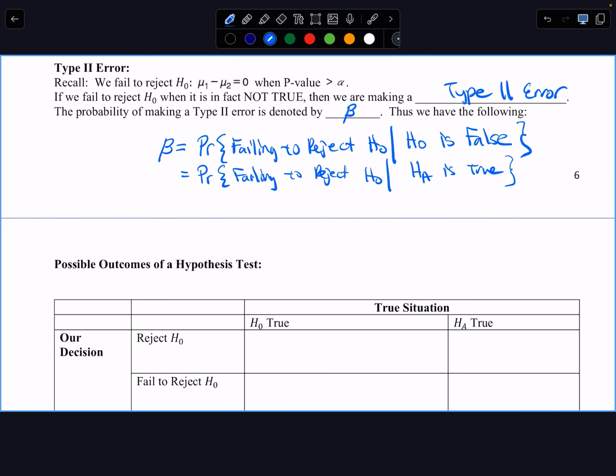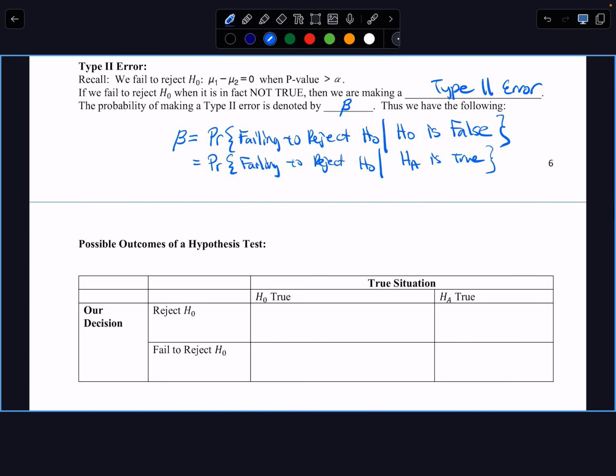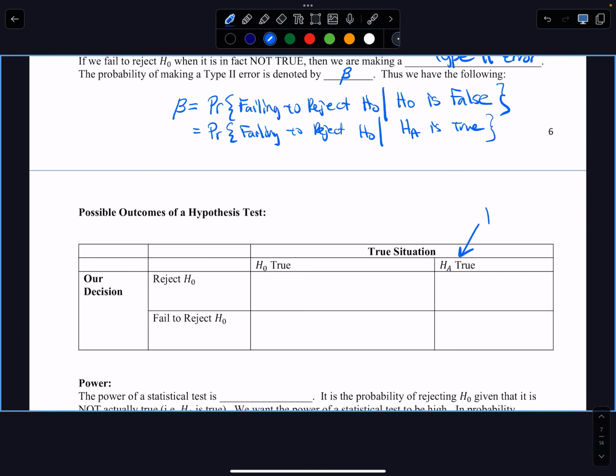So we have our decision whenever we conduct a hypothesis test, right? We're either going to reject the null or fail to reject the null. This is what we do in practice whenever we do a study. And then we have our true situations. These are unknown things, but this is the truth. Either our null hypothesis is going to be true or our null hypothesis is going to be false. And when our null hypothesis is false, it's the exact same thing as saying your alternative is true.